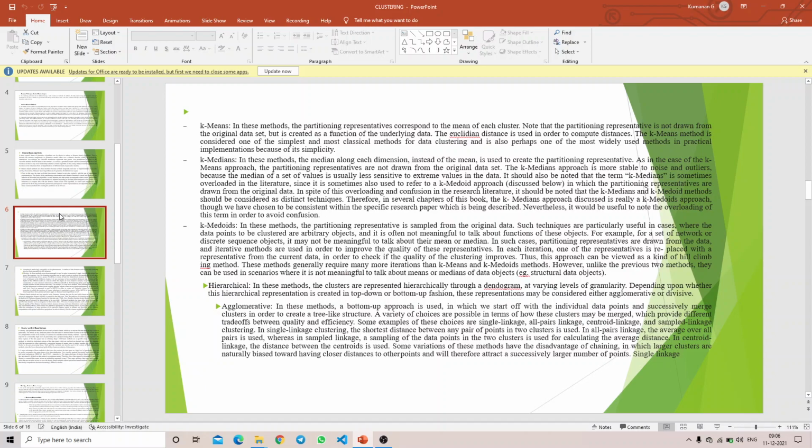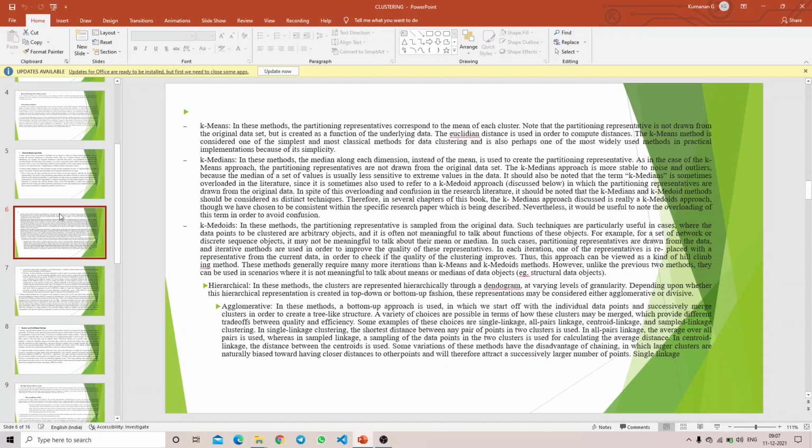A variety of choices are possible in terms of how these clusters may be merged, which provide different trade-offs between quality and efficiency. Some examples of these choices are single linkage, all pairs linkage, centroid linkage, and sampled linkage clustering. In single linkage clustering, the shortest distance between any pair of points in two clusters is used. In all pair linkage, the average over all pairs is used. Whereas in sampled linkage, a sampling of the data points in the two clusters is used for calculating the average distance. In centroid linkage, the distance between the centroids is used.